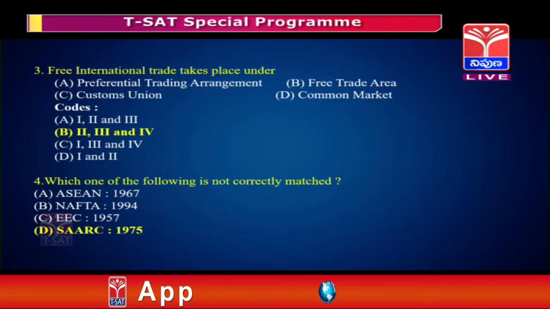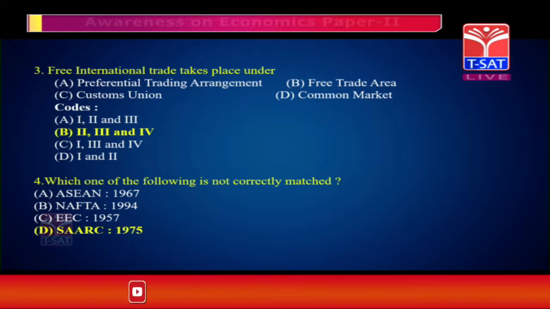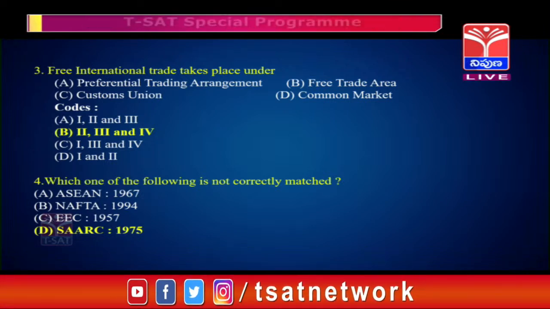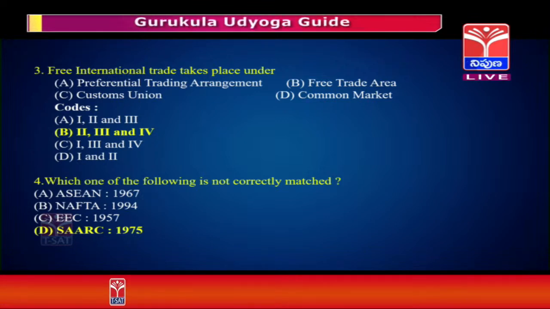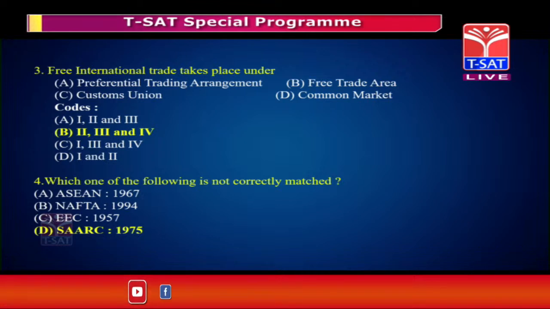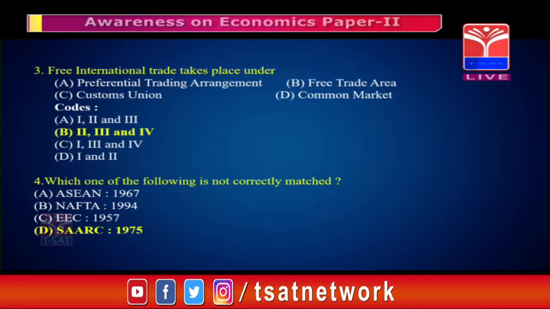When we talk about free trade, students, these are examples of various economic integration: preferential trading agreement, free trade area, customs union, common market. The European Union is an example of a customs union. So, free trade will take place under which of these integrations? It will be only under free trade area, customs union and common market. A preferential trading agreement does not include free trade.